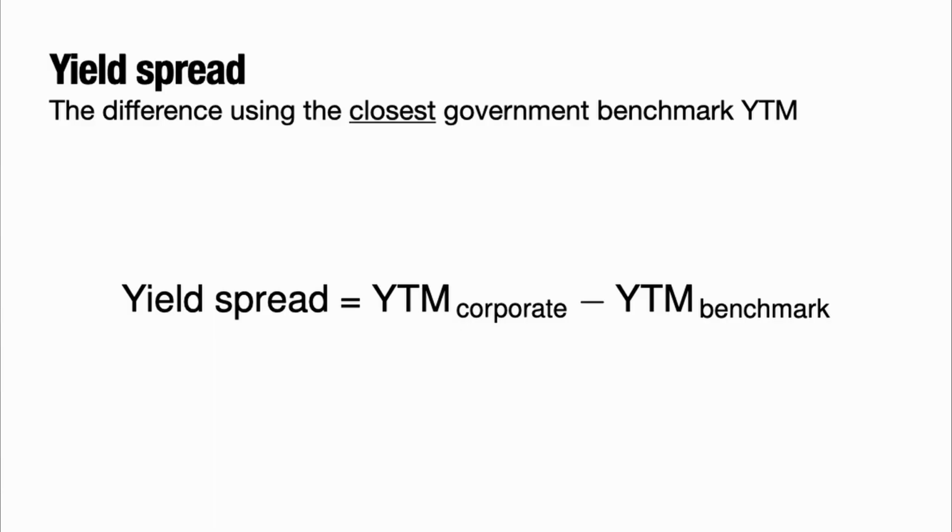It's the simplest. It's just the difference between a bond's yield and a benchmark's yield, like a treasury bond with the closest time to maturity. Example, if a 10-year corporate bond yields 5%, and the closest, a 9.5-year treasury, yields 3%, the yield spread is 2%. So it's just a raw comparison. No adjustments? Exactly. But it's limited. It ignores the yield curve's shape. That's where the others come in.